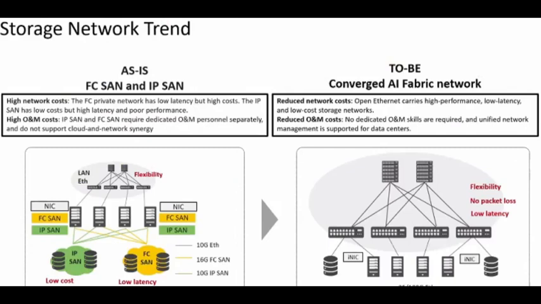A storage network is what we call a fiber channel SAN or IP SAN. So fiber channel SAN basically uses fiber channel switches. IP SAN uses Ethernet switches.